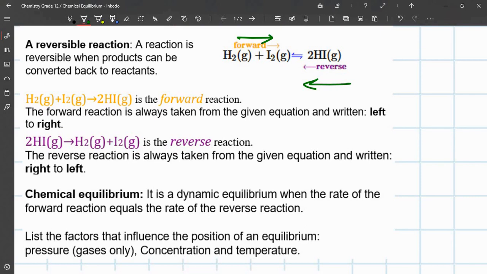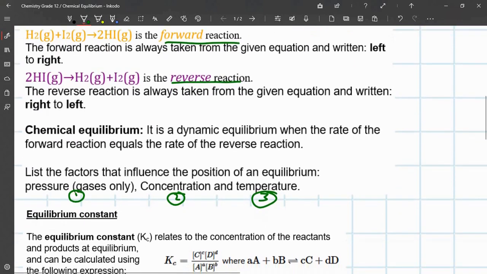Now getting to what chemical equilibrium is. It is a dynamic equilibrium where the rate of the forward reaction equals the rate of the reverse reaction. Right? So now you know what a forward reaction is and a reverse reaction. And when these rates equal each other, that is called chemical equilibrium. And there are three factors that affect it. One is pressure, two is concentration, and three is temperature. And that's pretty much what you need to know with regards to chemical equilibrium.